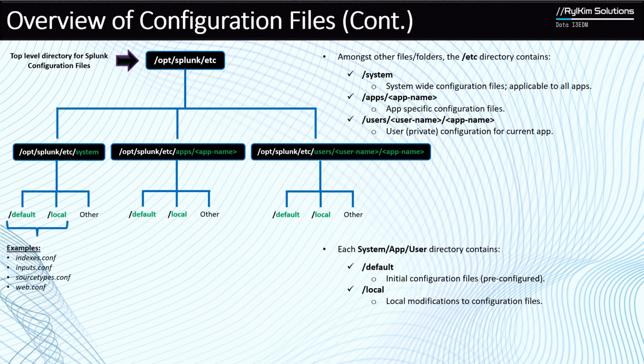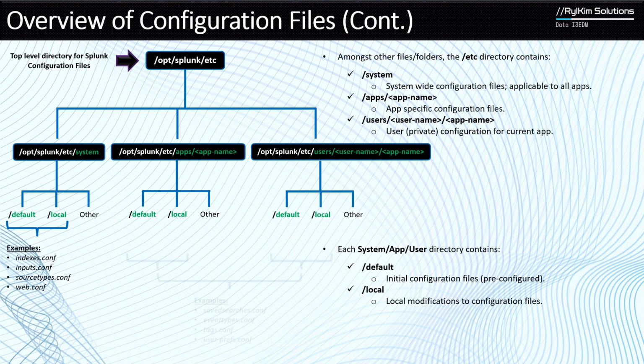Now, what are some examples? There are some configuration files that can be handled in the context of system. So, for example, we just said that system level configurations are going to be files that are common across all applications. So if you are to create indexes, that's an activity that happens in the global context. It's not specific to an app. Inputs.conf, sourcetypes.conf and web.conf, for example. All these are configuration files that are associated with the system as a whole.